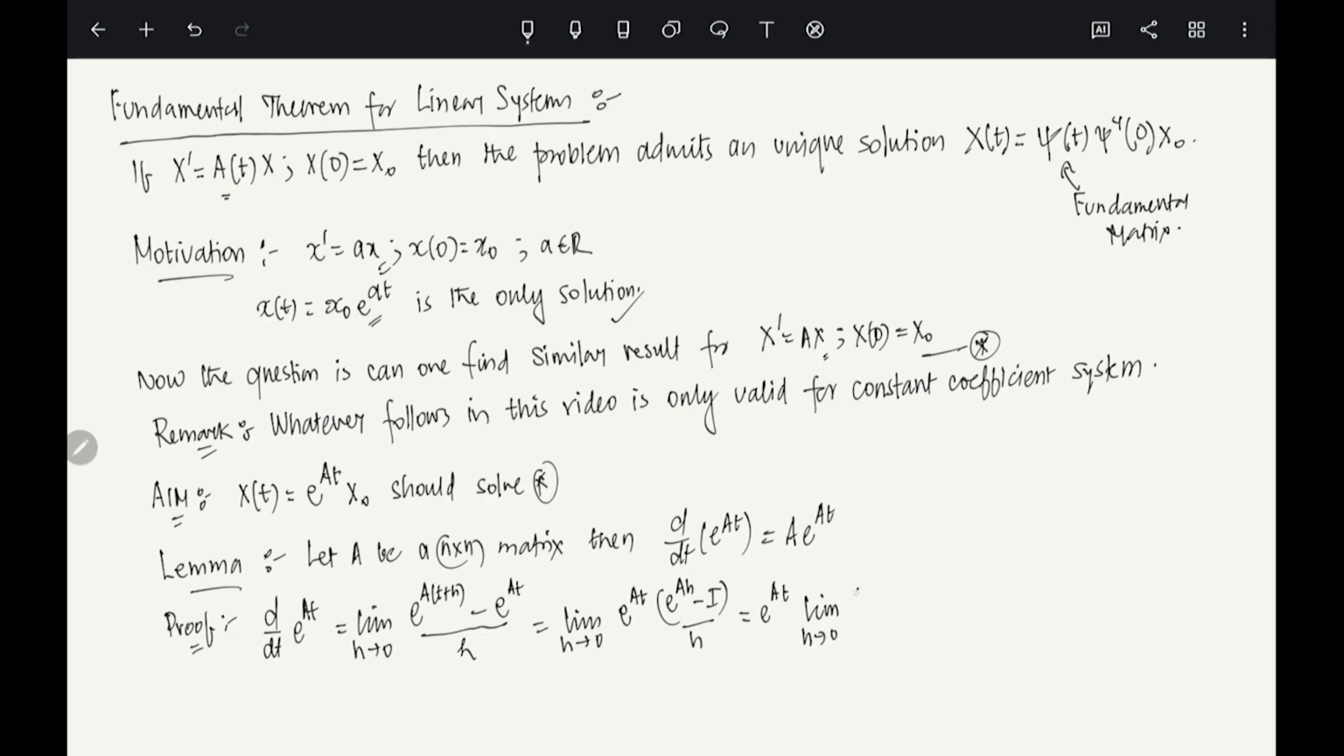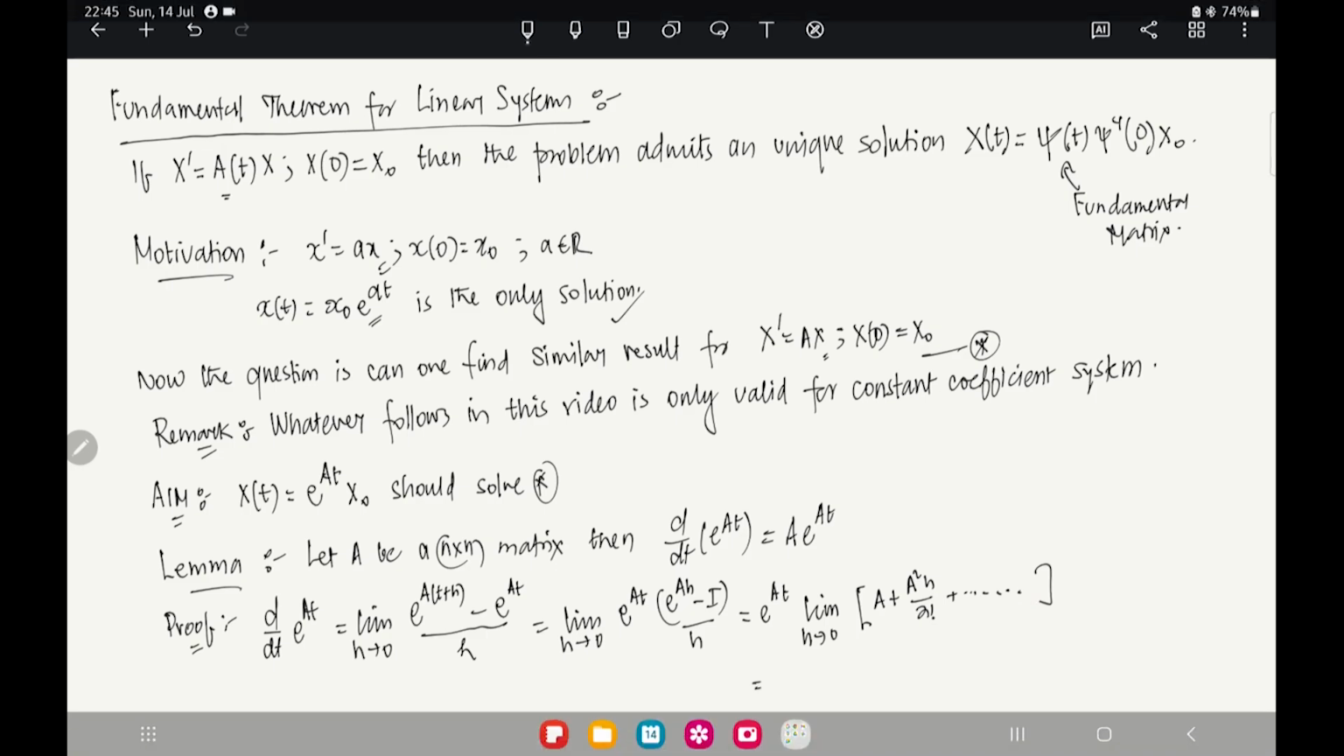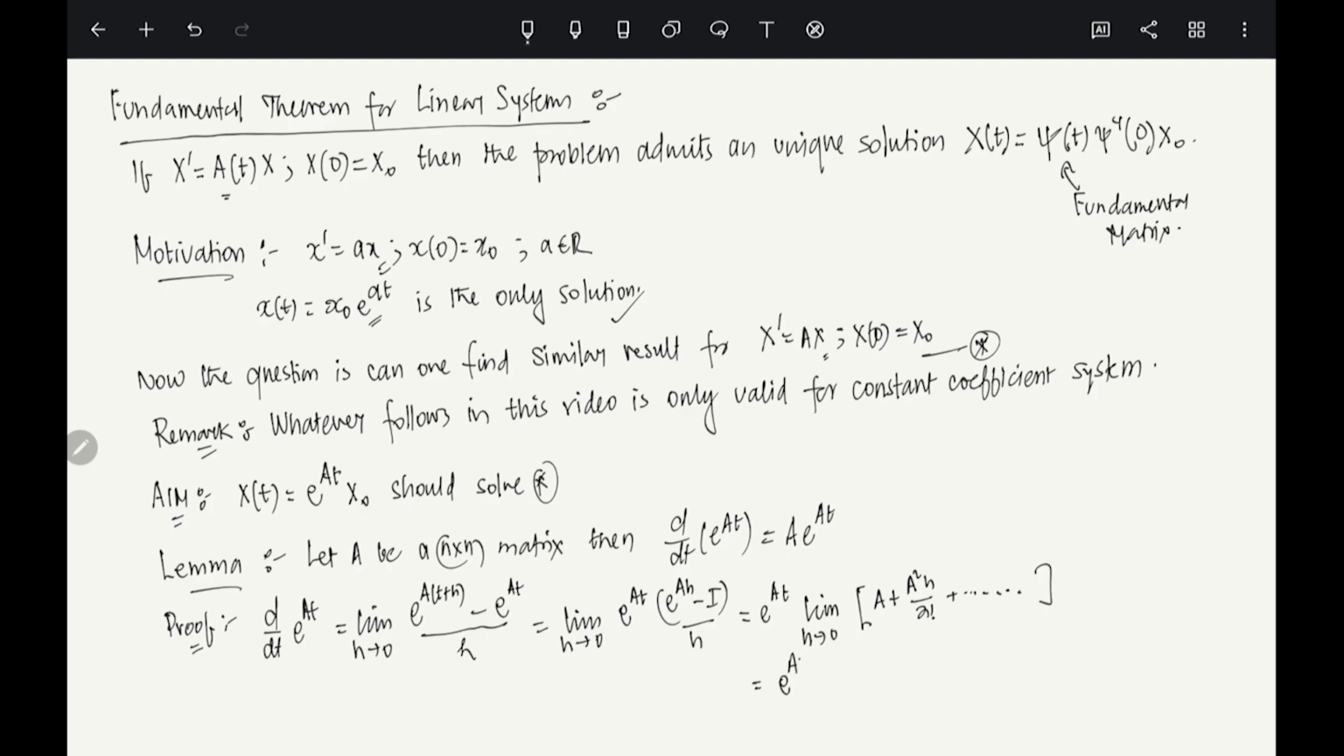So limit h tends to 0, e^(Ah). What is e^(Ah)? It is nothing but minus identity, times 1 by h. (A plus A squared h by 2 factorial plus ...), so 1 by h will get cancelled. Now this is nothing but e^(At) times A, right? Which is again, you can see that this actually commutes, so you can write it as A e^(At).